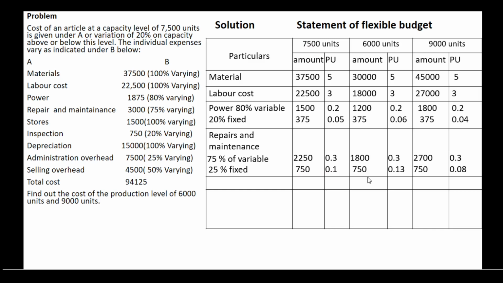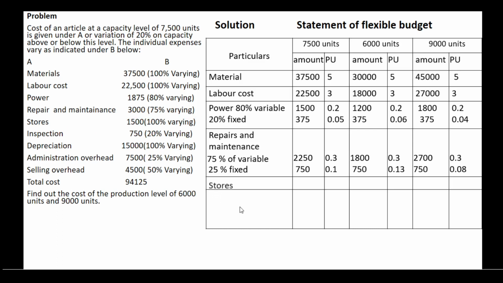Under the 6000 units, 750 divided by 6000 units, 0.13. So under the 9000 units, 750 rupees divided by 9000 units. So here the cost per unit is 0.08. So this is the fixed, the repairs and maintenance. And the next one, the expense is stores. The stores amount is 1500. Here the 100% is variable.